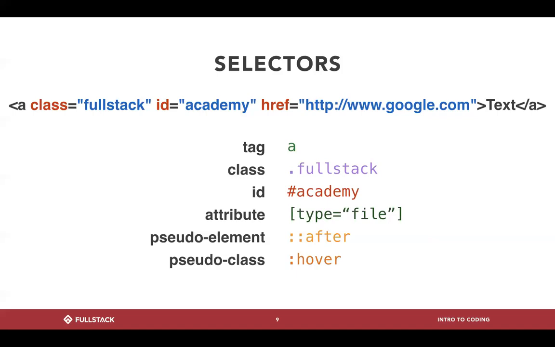The way that we write IDs in CSS is with the hashtag. And the way that we write classes is with a dot. So that's a real rough and tumble overview of some of the ways that we can use selectors.